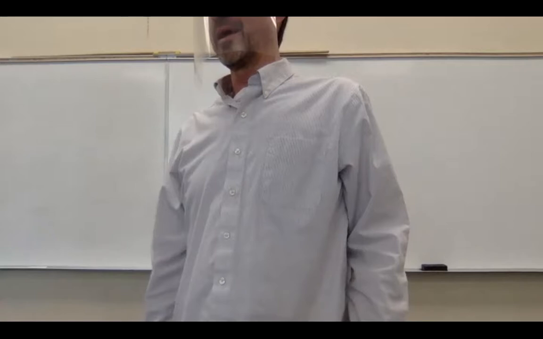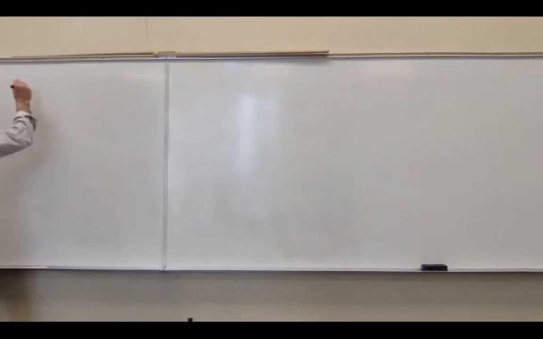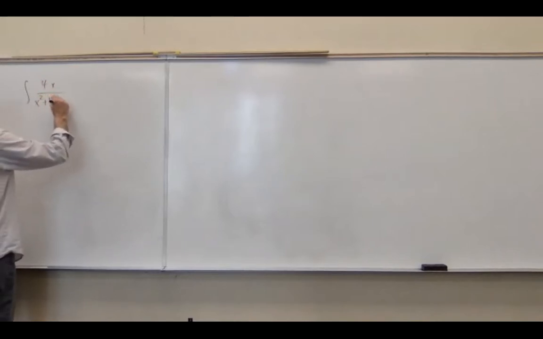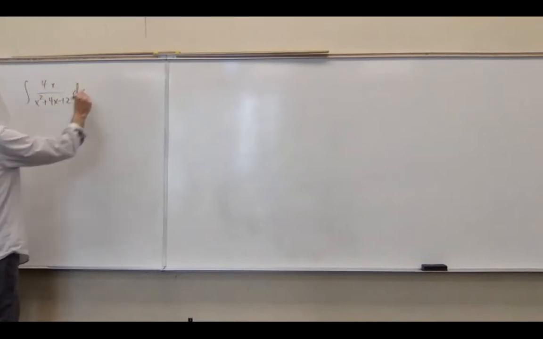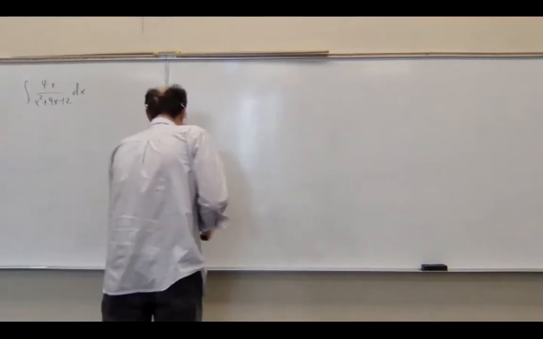Are there any questions on the homework? Yeah. Noah: I have the integral of 4x over x squared plus 4x minus 12. I felt pretty confident in my answer and checked the calculator as well. All right, well, let's investigate.